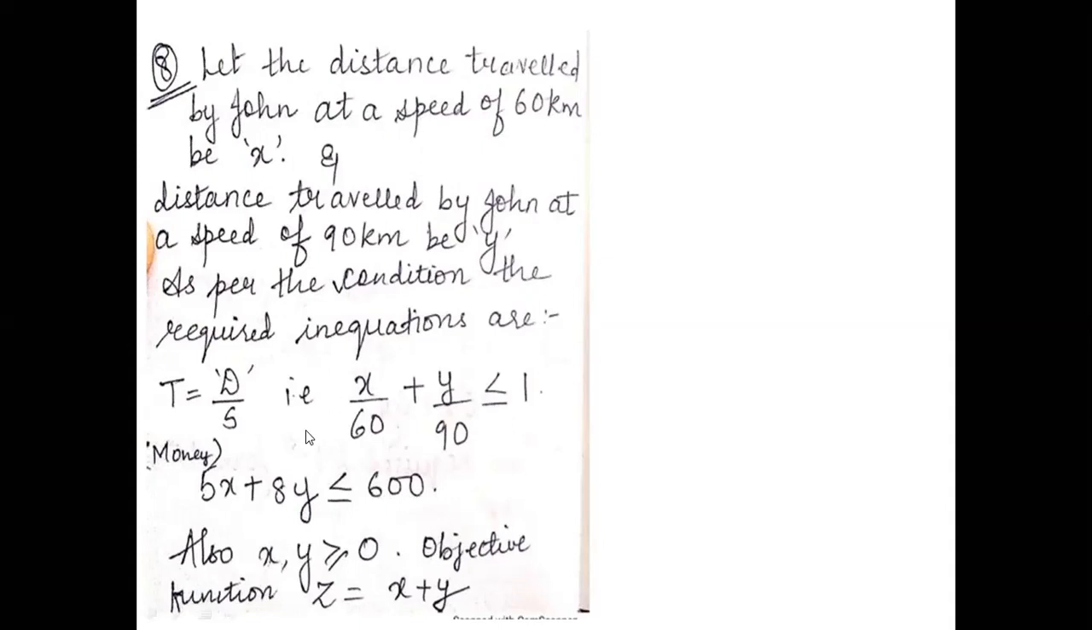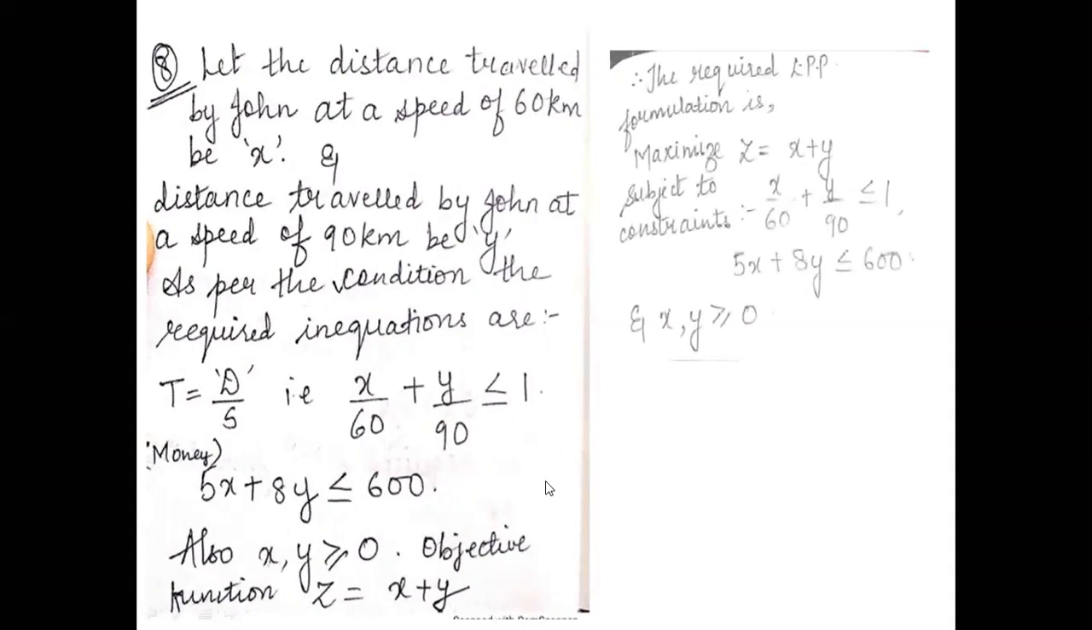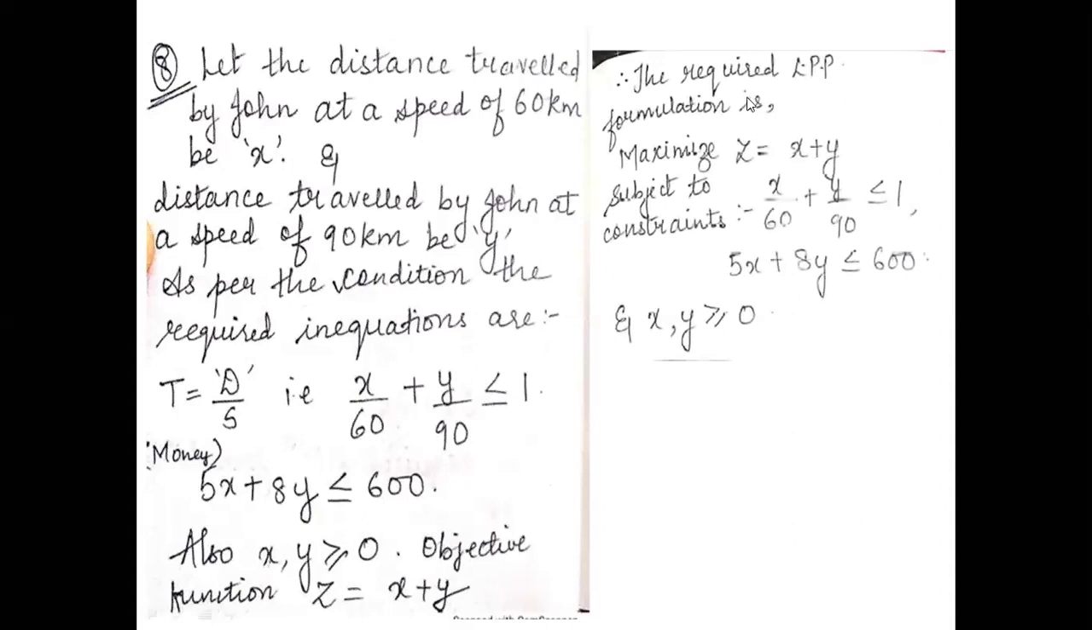So once the inequations are done, we write down the non-negative constraint x, y greater than or equal to 0. Also, if I talk about the objective function, what was the objective? Covering maximum distance. So the objective will be covering the maximum distance, that is x plus y together. So that is his objective function. We can write it in LPP format as maximize z equals x plus y subject to both your constraints, and at the last you will write your non-negative constraint.